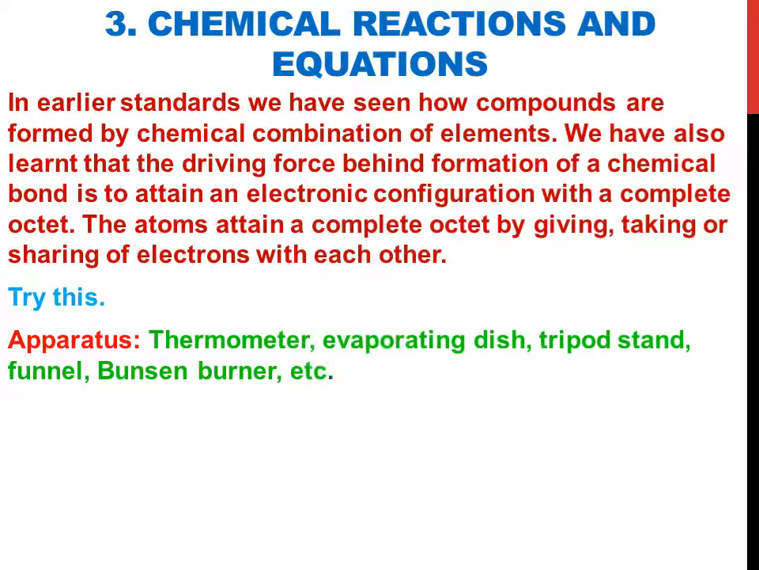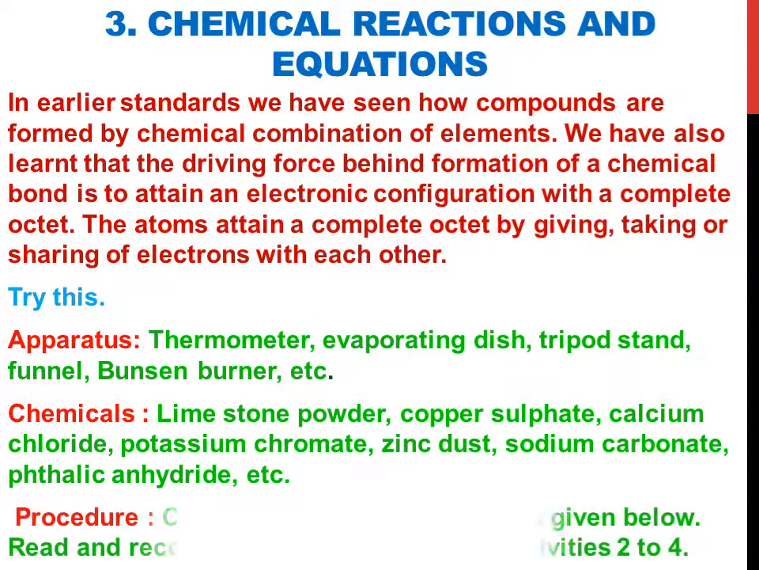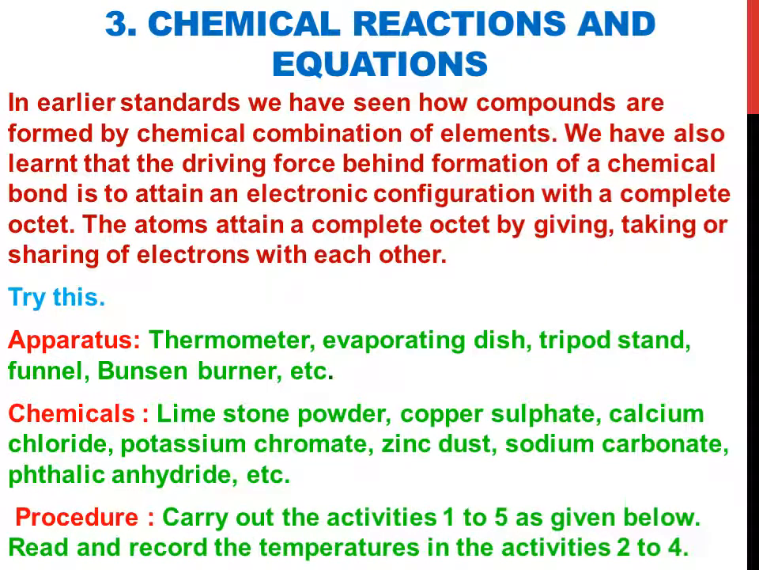Try this. There is one activity. Apparatus: thermometer, evaporating dish, tripod stand, funnel, Bunsen burner, etc. Chemicals: limestone powder, copper sulfate, calcium chloride, potassium chromate, zinc dust, sodium carbonate, phthalic anhydride, etc. Procedure: carry out activities 1 to 5 as given below. Read and record the temperatures in activities 2 to 4.